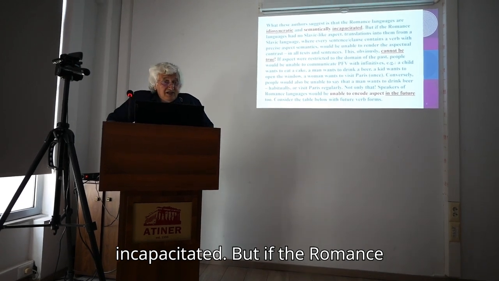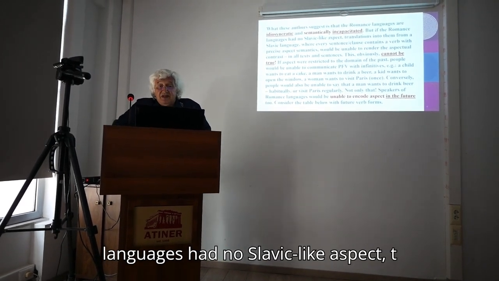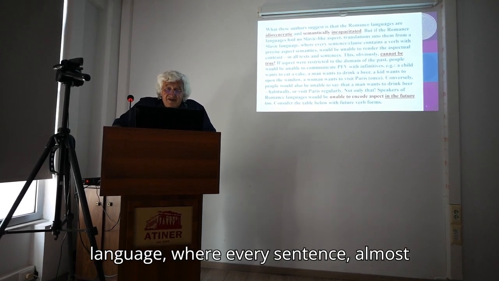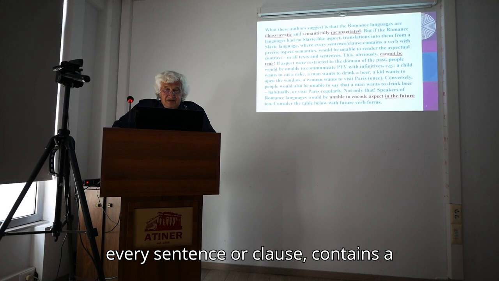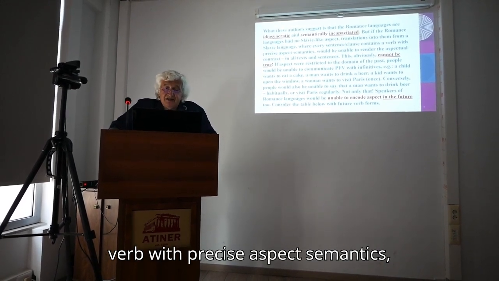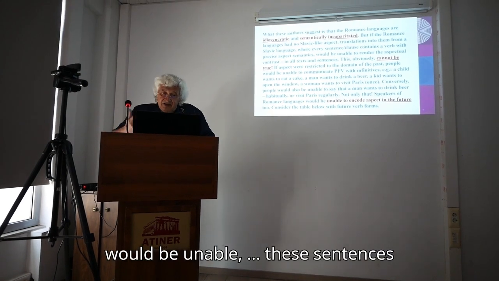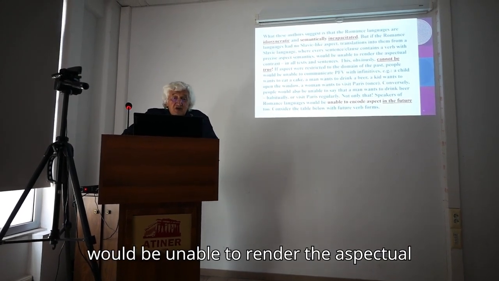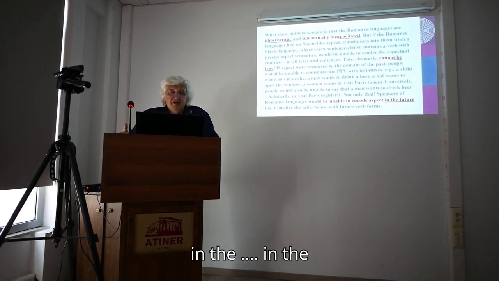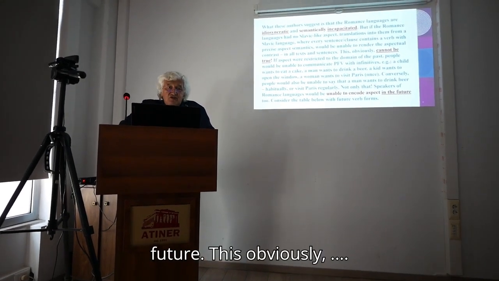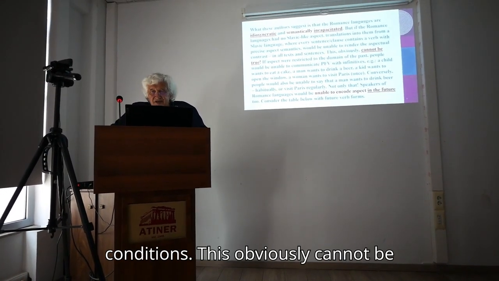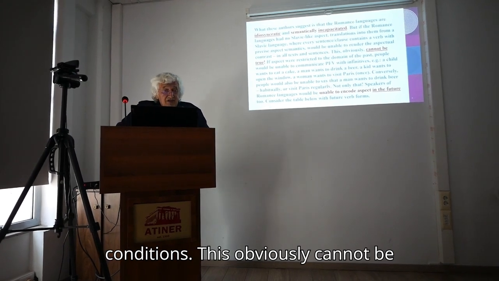But if the Romance languages had no Slavic-like aspect, translations into them from a Slavic language, where almost every sentence or clause contains a verb with precise aspect semantics, would be unable to render the aspectual contrast in all texts and sentences in the future. This obviously, not only in the future but also in other conditions, cannot be true.